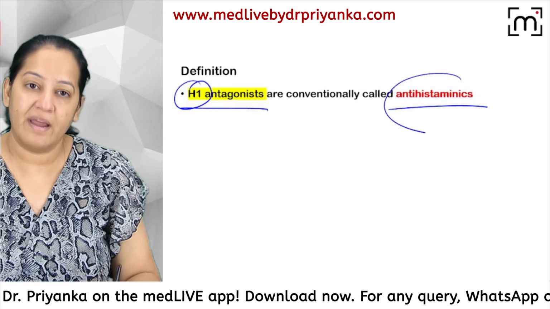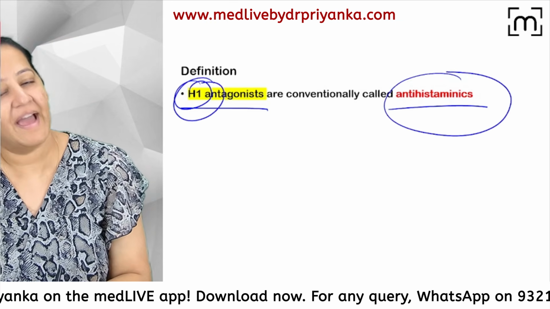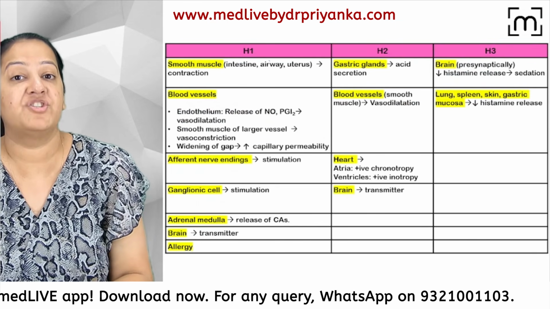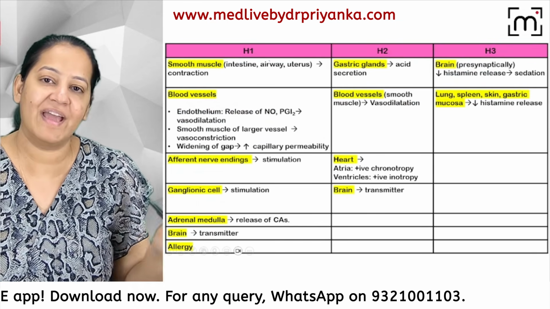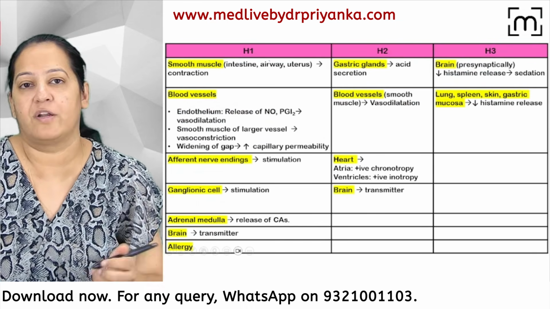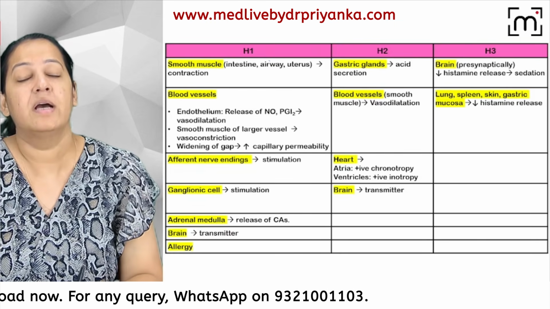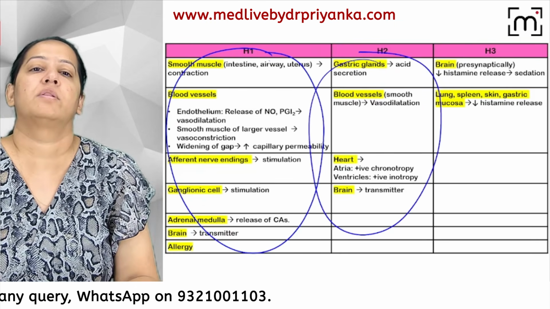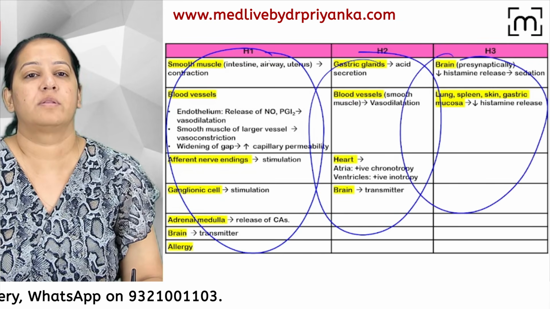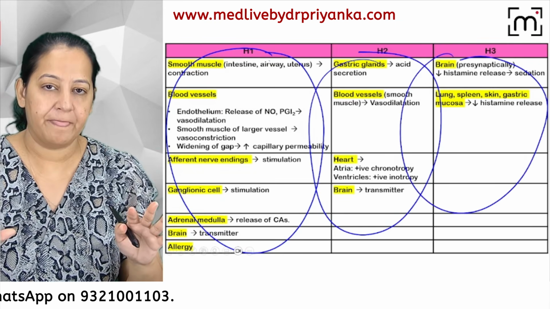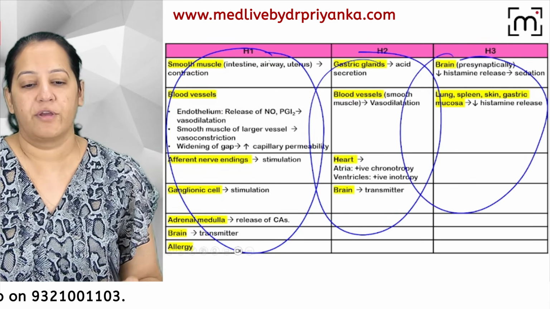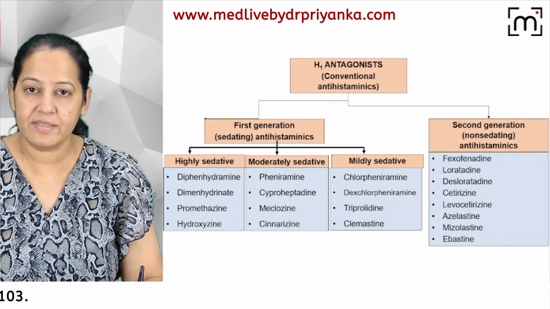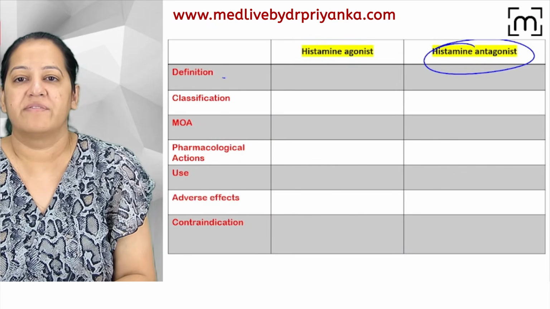So if I say the word antihistaminic, I mean H1 antagonist. Conventionally, I mean H1, unless I mention H2 or H3 separately. If I'm not writing anything, I mean H1 antagonist. H1 antagonist will reverse all this. H2 antagonist will reverse all this, and H3 antagonist will reverse all this. If you know this table well, reading antagonists will be fun for you. How many of you are with me? Can I start antagonist?